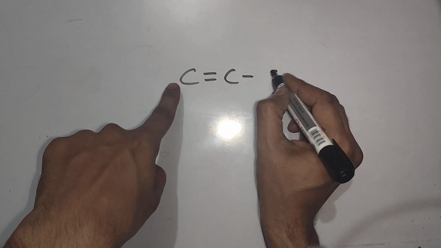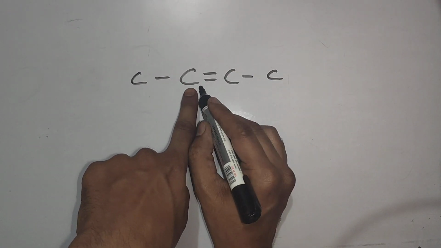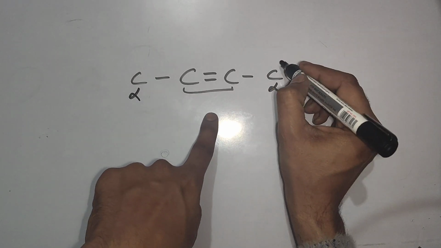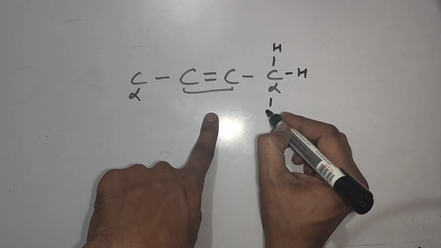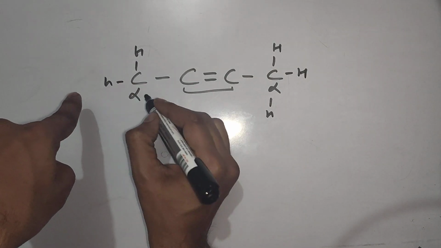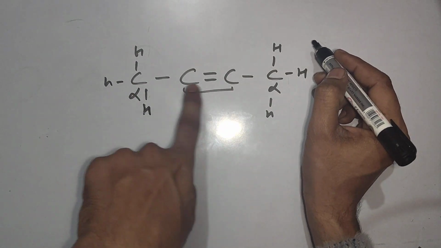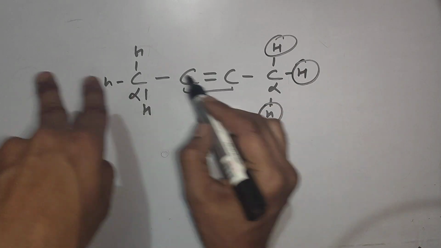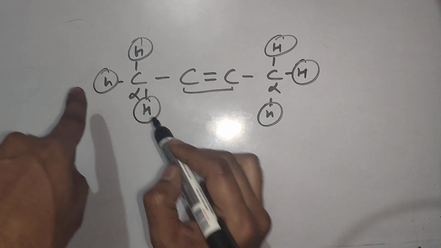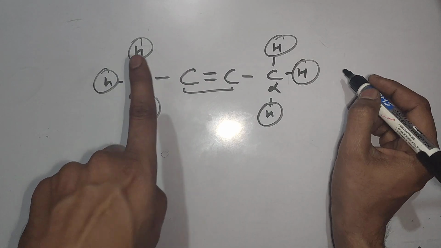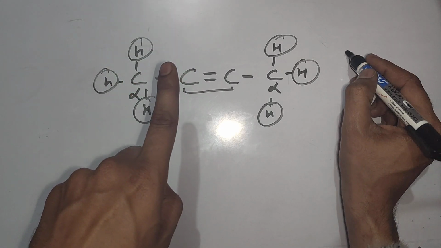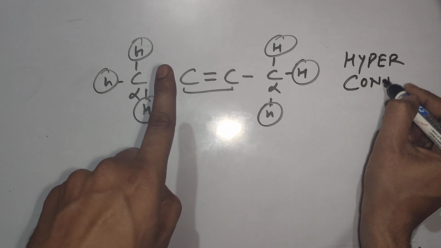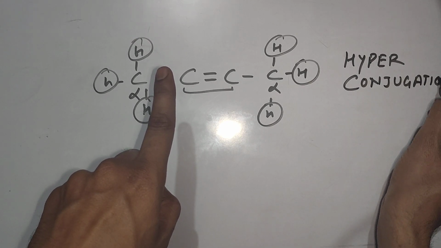Suppose this is alkene, the next carbon, this is doubly bonded carbon, the next carbon is known as alpha carbon. Just count alpha hydrogens. Suppose if I am talking about this alkene, how many alpha hydrogens are there? 6 alpha hydrogens are there. These 6 alpha hydrogens will show hyperconjugation effect.